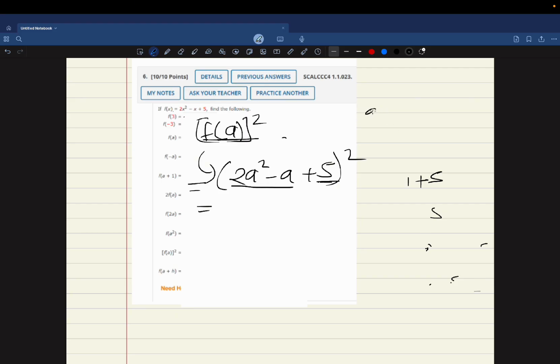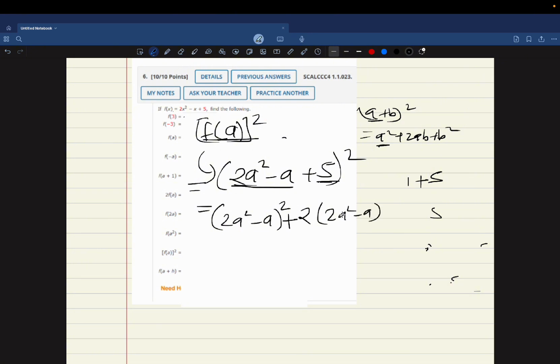Okay, so the formula is (a plus b) whole squared, which is a squared plus 2ab plus b squared. So in this case a is 2a squared minus a, and then b is 5. So we just need to assume that this is one part and this is another part, and then we can compute that. Okay, so let's do a squared. In this case a squared means (2a squared minus a) whole squared. Now plus 2 times a times b, which will be 2 times (2a squared minus a). Okay, so I'll also delete this part.